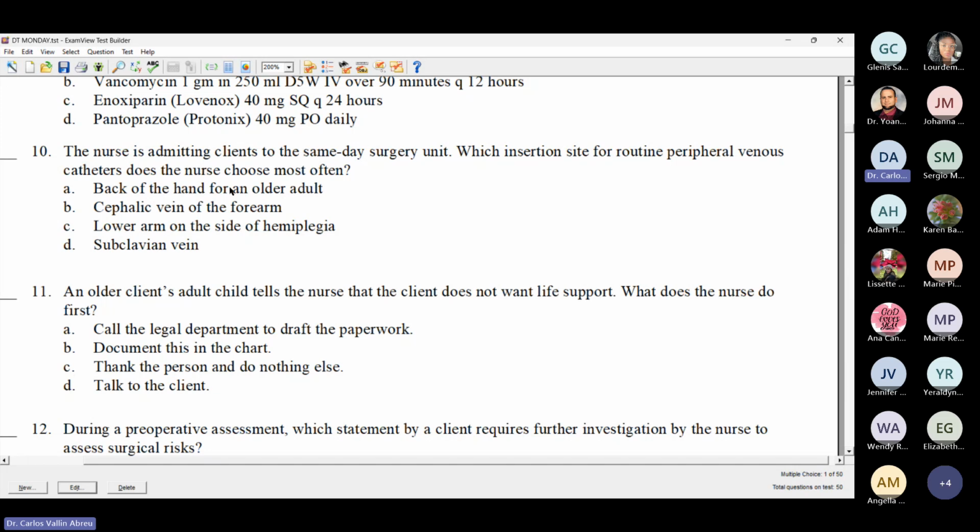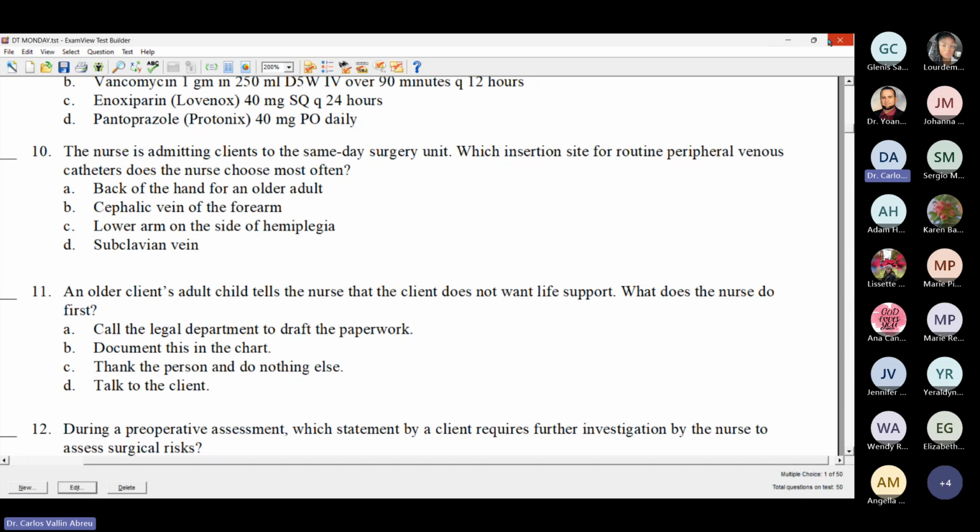And in old people, the veins that you see on the dorsum of the hands are very thin veins that are very movable, so they move a lot. Maybe you can catheterize one vein if you are lucky. If you don't destroy the vein, you can catheterize it, but it's not going to last. So please don't choose A, because it's not correct. The best place to insert a peripheral venous access device that is going to last is in the forearm.